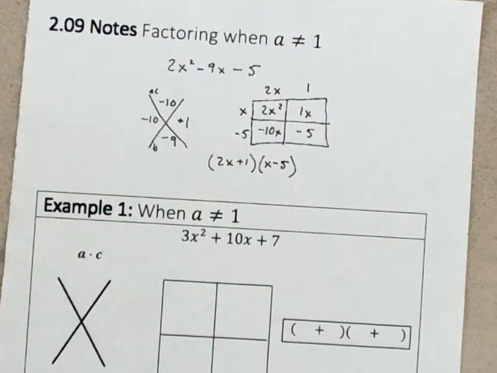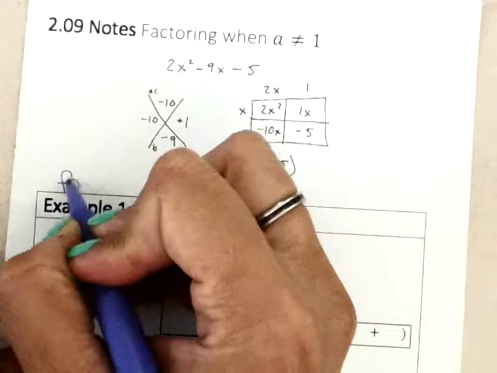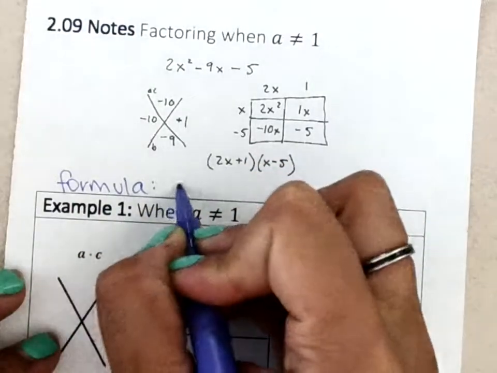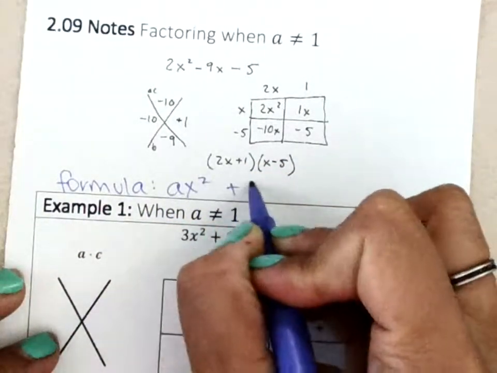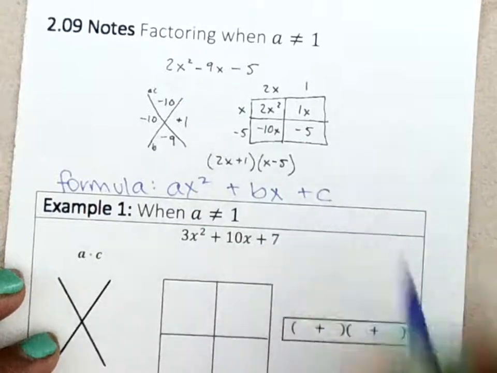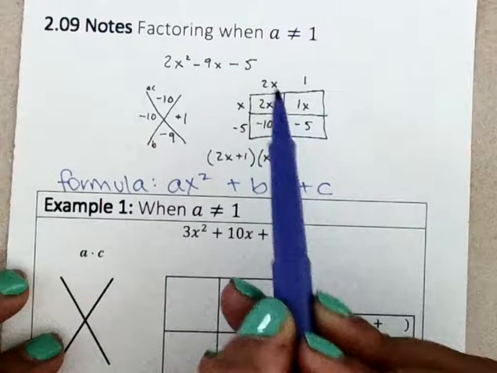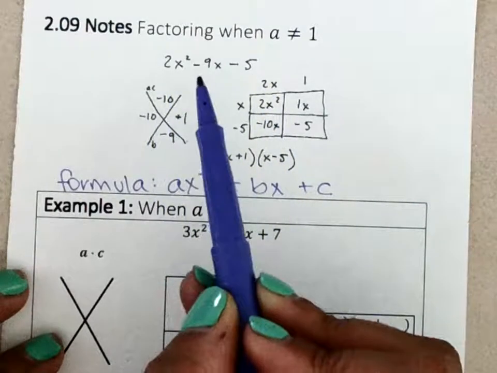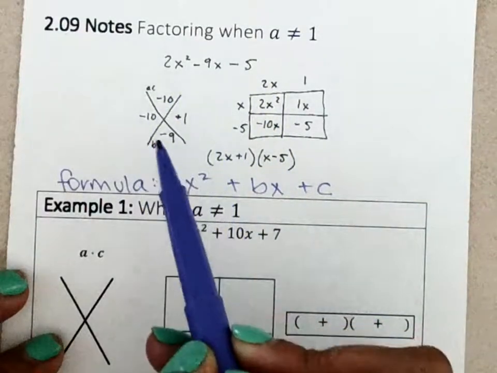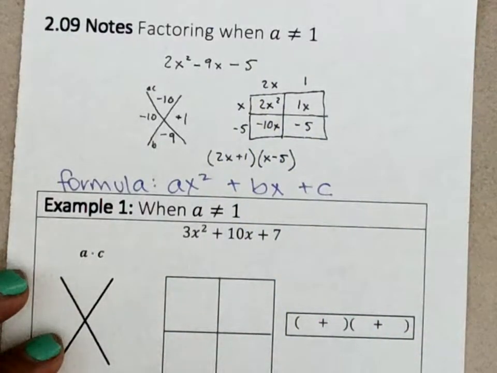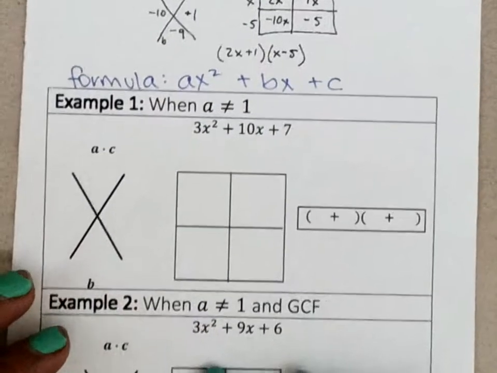In today's notes, we are going to learn how to factor quadratic functions when a does not equal 1. Remember, our formula for quadratic functions is ax squared plus bx plus c. At the top, you're going to notice that we already have an example done for us that runs through exactly every step with the x and the box method. So we're going to jump straight down to example 1 and use the same techniques.